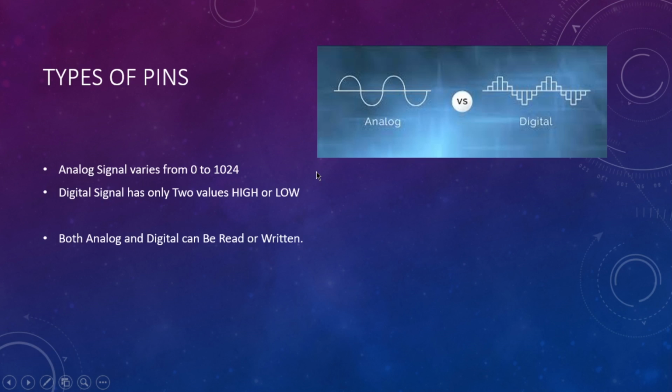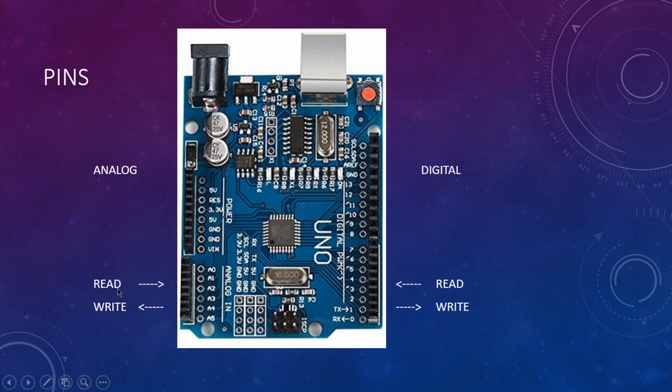Both analog and digital pins can be read or written. That means the Arduino microcontroller has these digital pins and these analog pins, and both can read and write. The read operation reads the value from the external input to the microcontroller. The analog read reads the value from 0 to 1024 as mentioned earlier, and the digital read reads the value as 0 or 1, that is low or high.